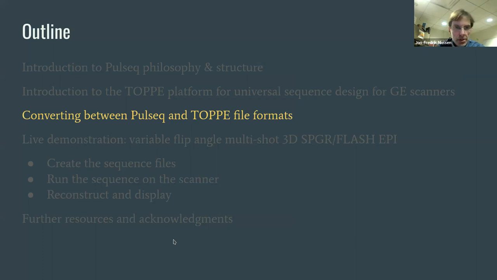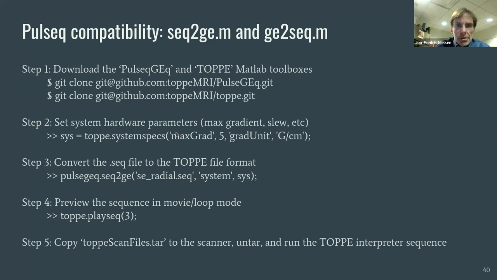I'll just say a little bit about how to convert between formats, because the code that I provide, epi.m, that's in the GitHub, actually has the command you need for doing that. But briefly, it's contained in this repository called Pulseq, and it provides two functions, seq to GE, which converts a Pulseq file to a set of TOPI files, and GE to seq, which goes the other way.